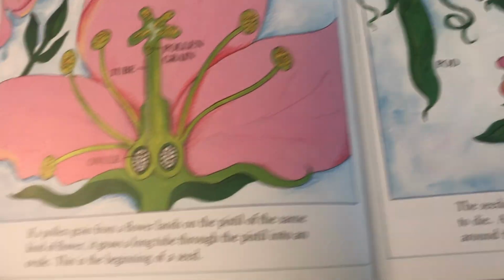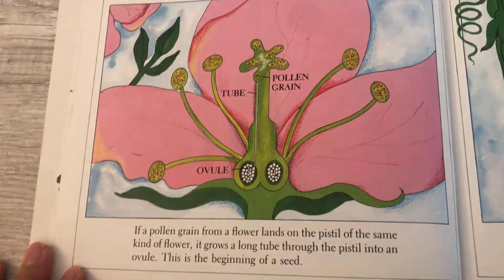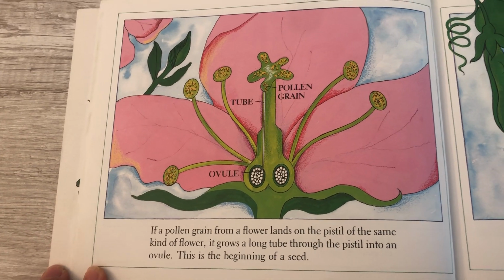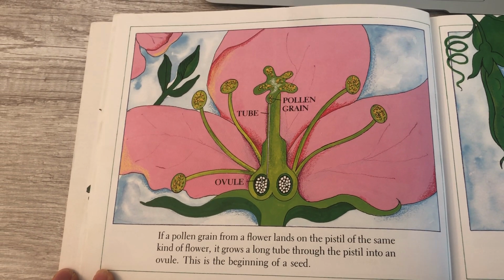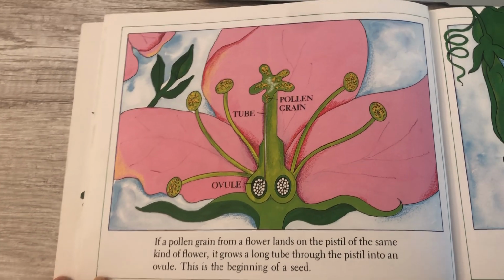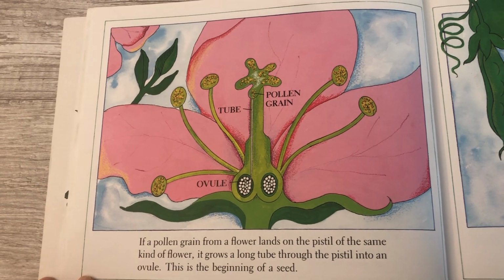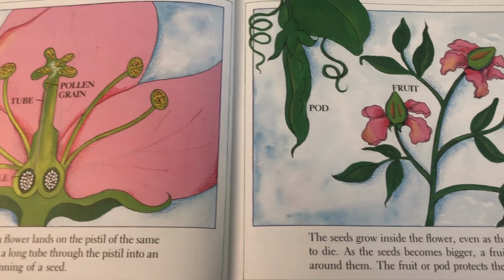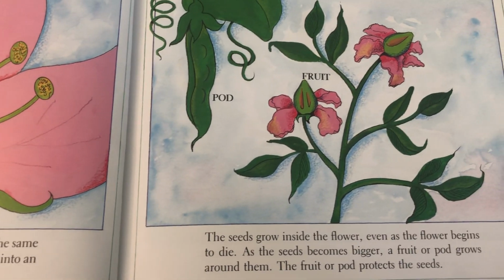Butterflies and birds too. If a pollen grain from a flower lands on the pistil of the same kind of flower, it grows a long tube through the pistil into an ovule. This is the beginning of a seed. The seeds grow inside the flower.